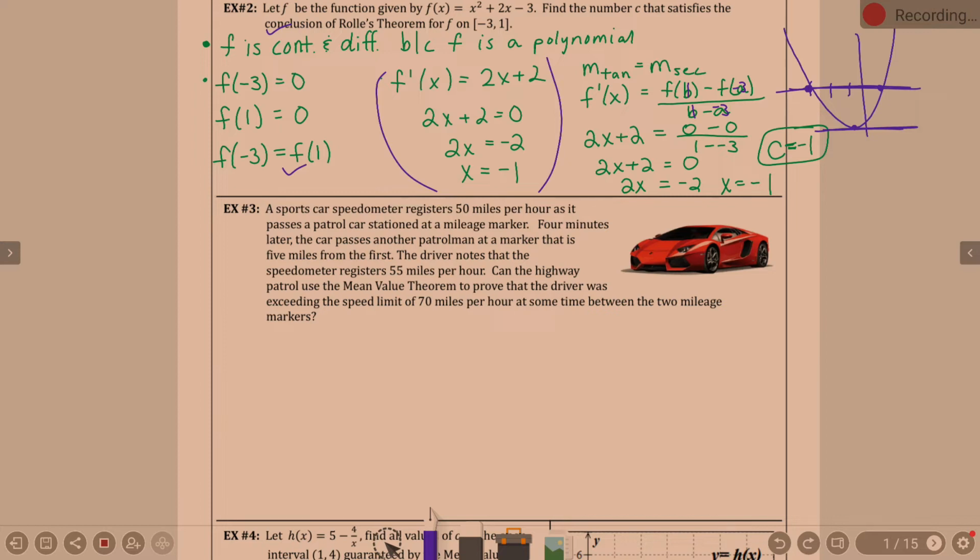Okay, example 3. I laugh because this problem always appeared in my previous calc book too. Okay. A sports car speedometer registers 50 miles per hour as it passes a patrol car stationed at a mileage marker. 4 minutes later, the car passes another patrolman at a marker that is 5 miles from the first. The driver notes that the speedometer registers 55 miles per hour. Can the highway patrol use the mean value theorem to prove that the driver was exceeding the speed limit of 70 miles per hour at some time between the two mileage markers?